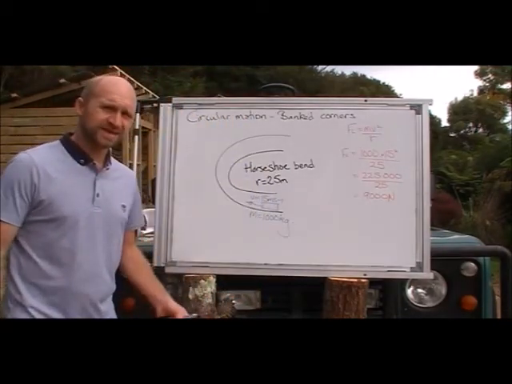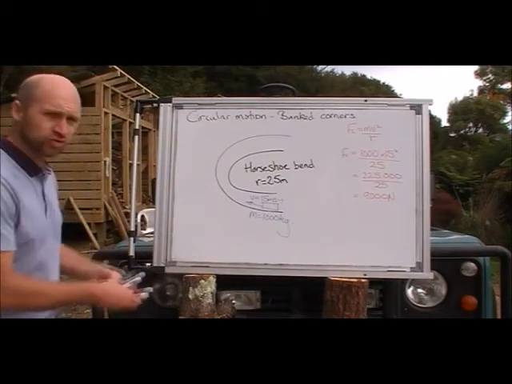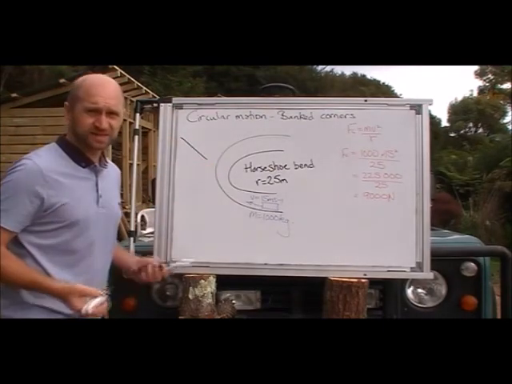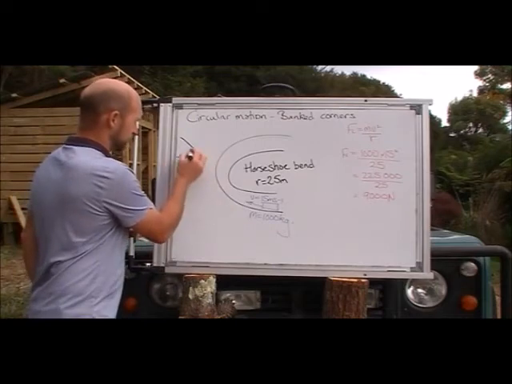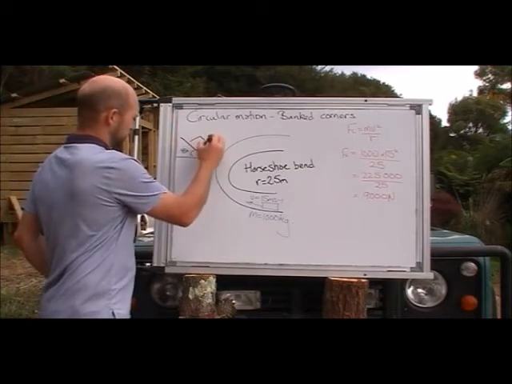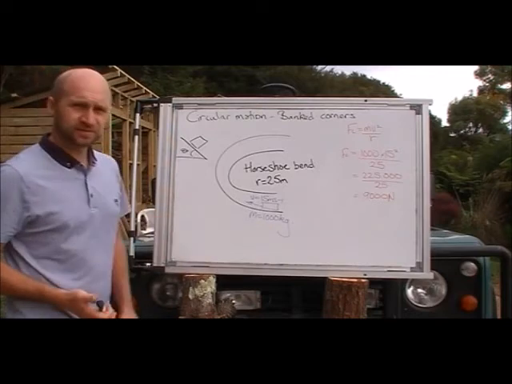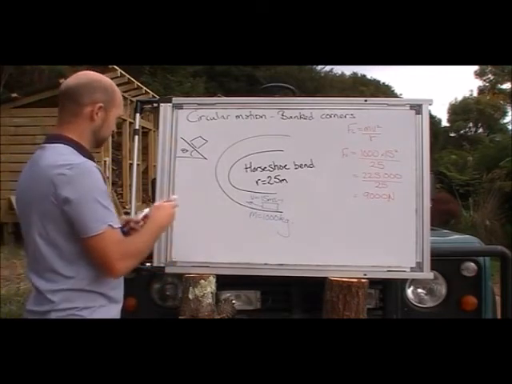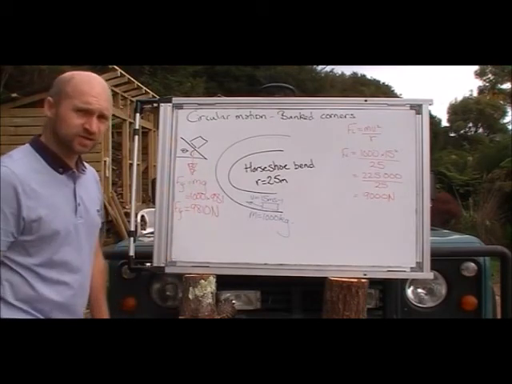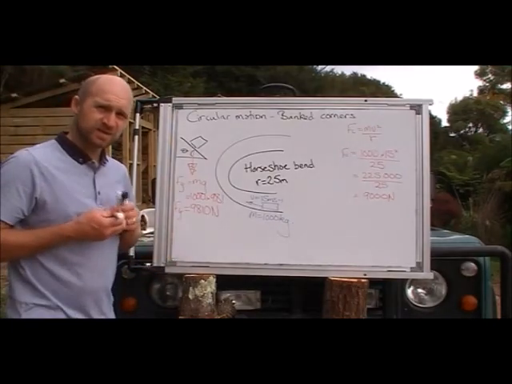So how much of a bank do we need to have that corner on in order to provide 9,000 newtons? Let's draw a picture, that always helps. There's the surface of the road. That's the angle from horizontal. There's the car. We know it's got a mass of 1,000 kilograms. 9,810 newtons. And so how much must that angle be?